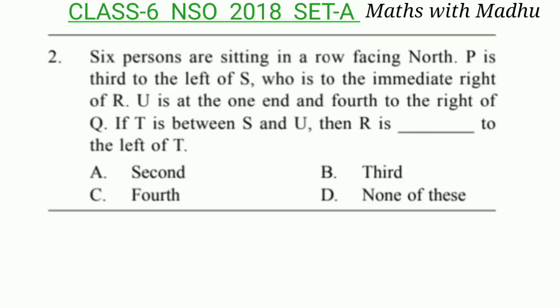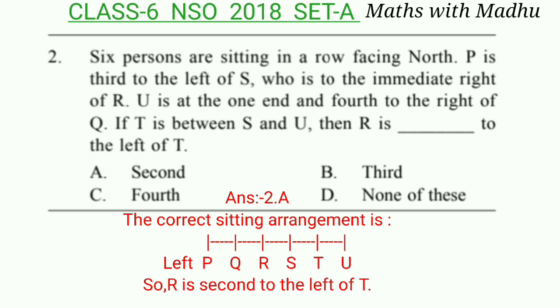Now question number 2. 6 persons are sitting in a row facing north. P is third to the left of S, who is to the immediate right of R. U is at the one end and fourth to the right of Q. If T is between S and U, then R is dash to the left of T. The correct sitting arrangement will be P, Q, R, S, T, U. So R is second to the left of T. So the answer will be option A.